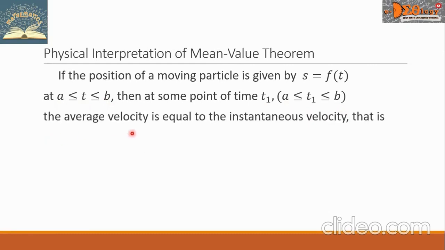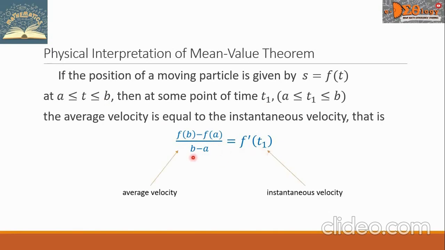The average velocity is equal to the instantaneous velocity, that is f of b minus f of a all over b minus a is equal to f prime of t sub 1. Take note that the left side here is the formula of average velocity, while the right side is the formula for instantaneous velocity when t is equal to t sub 1.